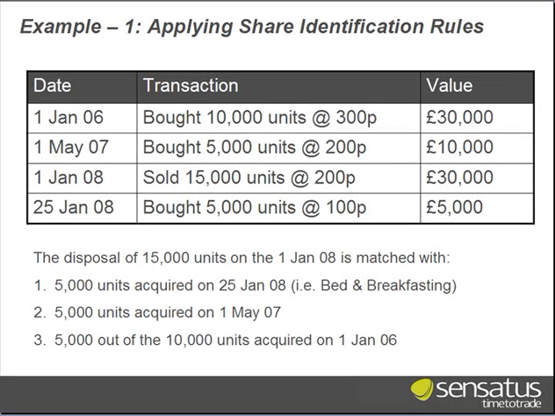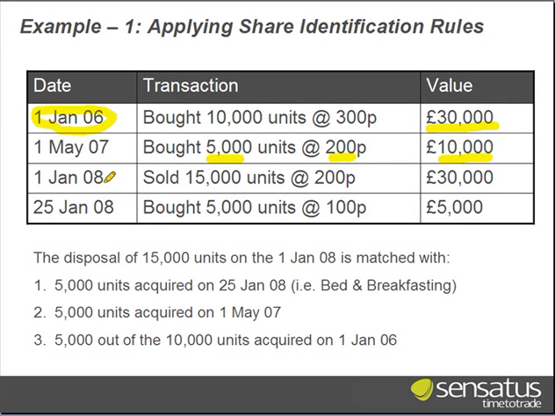So in this example we will walk through a situation where, firstly, shall we say, on the 1st of January 2006, a person bought 10,000 units at 300 pence each. The total value of those units, therefore, the cost was £30,000. We shall then say that on the 1st of May, over a year later, another 5,000 units were bought, this time at 200 pence. The resulting cost then was £10,000.